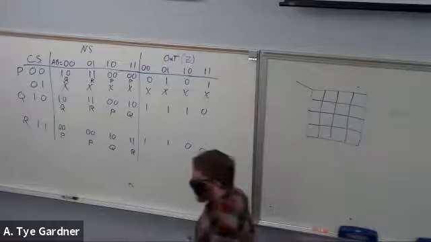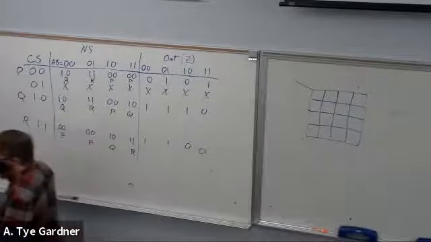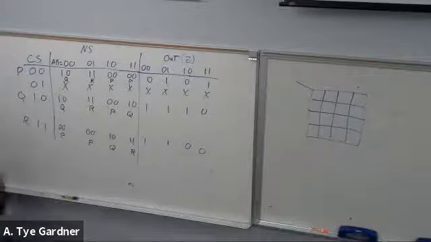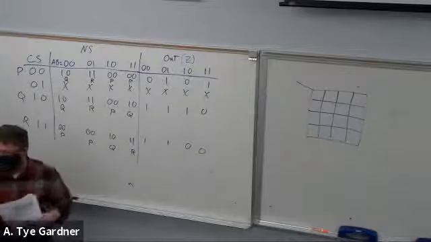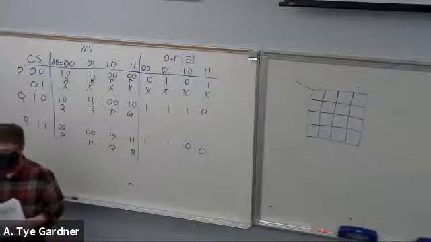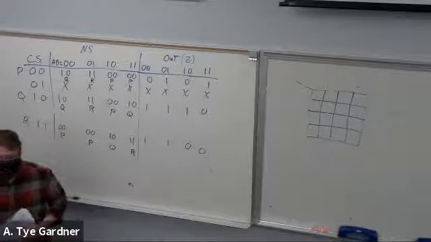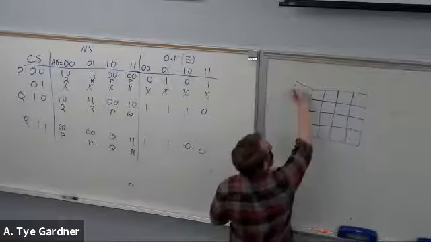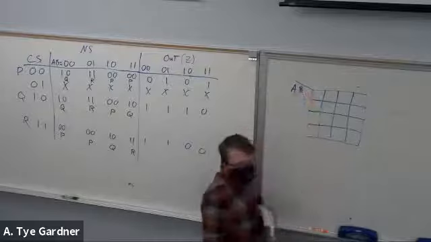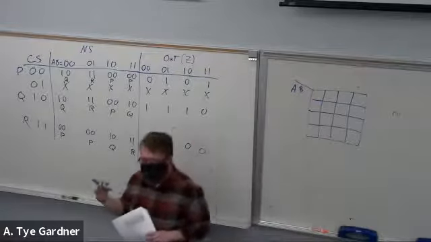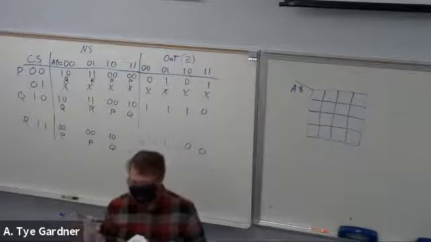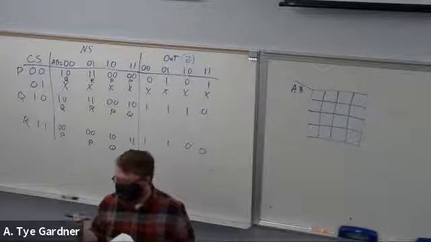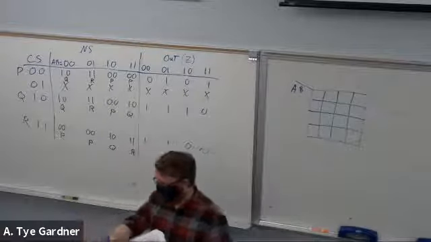What are my variables? What do I care about? What are my inputs into this logic? A and B, absolutely. I do a 4 input. What are my other 2 inputs? Next state. Yes. And what are they?